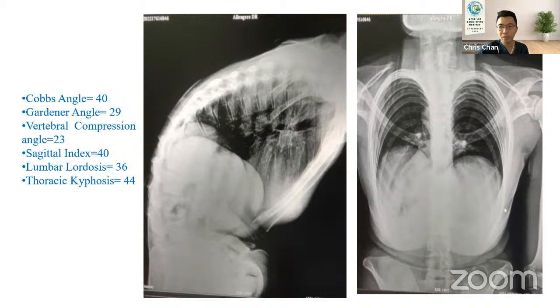Whether it's Sherman's kyphosis, I do not see multiple levels of wedge vertebra, so I cannot tell whether it is a type or variant of thoracolumbar Scheuermann's disease. That is my comment. So at the moment, we still need to find out what the diagnosis is in this case.